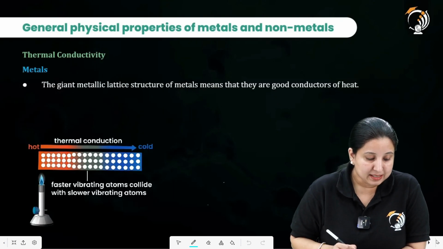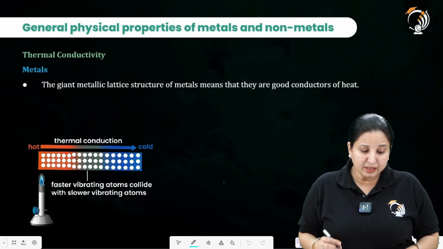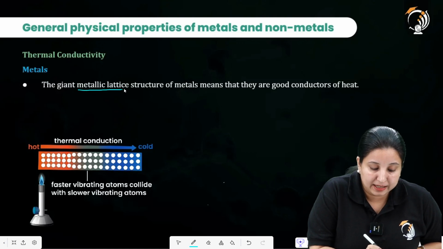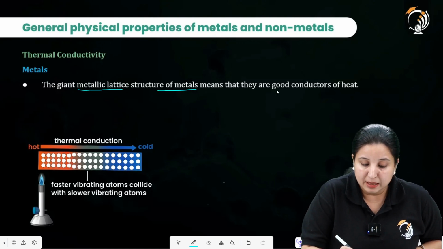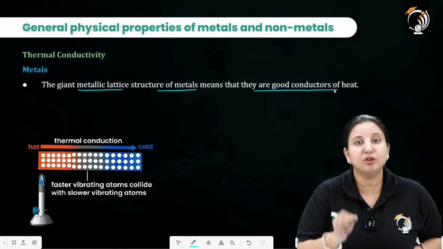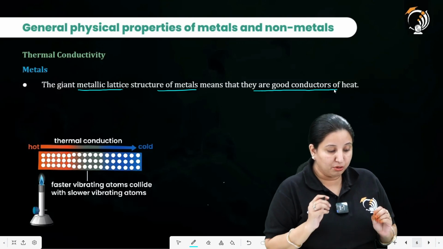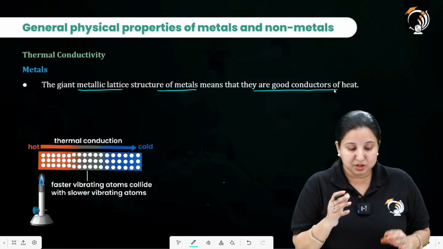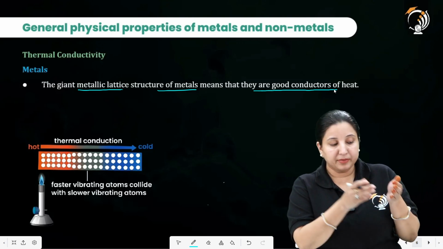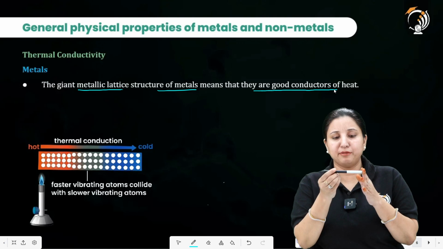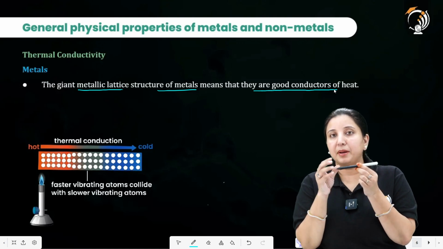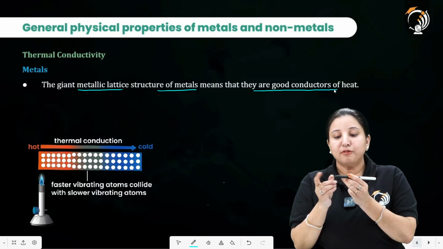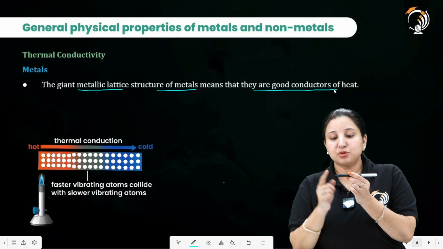Coming to the next case, apart from electrical conductivity, the giant metallic lattice structure of metals means that they are good conductors of heat. Now if you look over here, we have taken a rod, and we start heating it from one end. Just imagine this pen of mine is a rod. Now when I start heating this rod from this particular end, what is going to happen?